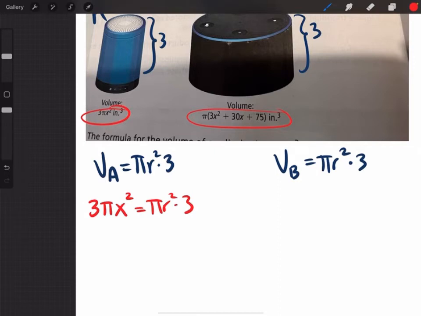You want to do the same thing for the other one as well. You got pi over here, 3x squared plus 30x plus 75 equals pi r squared times 3.